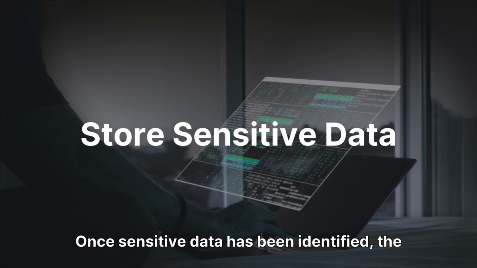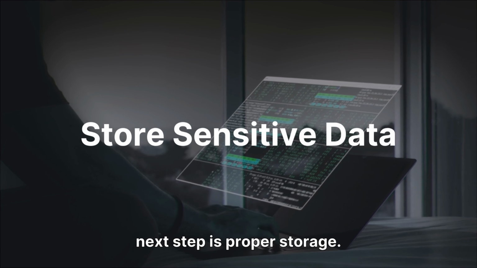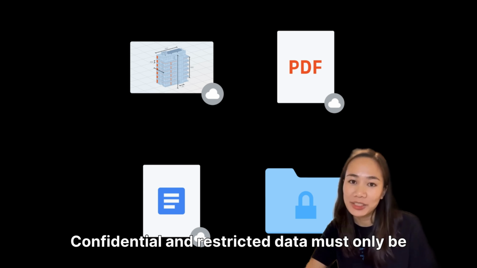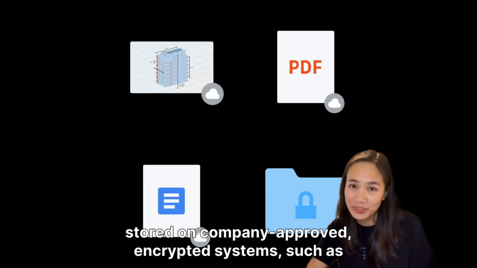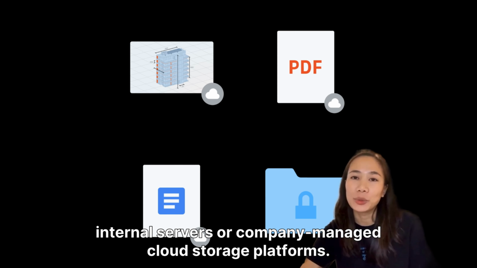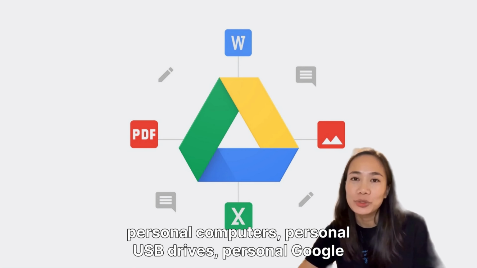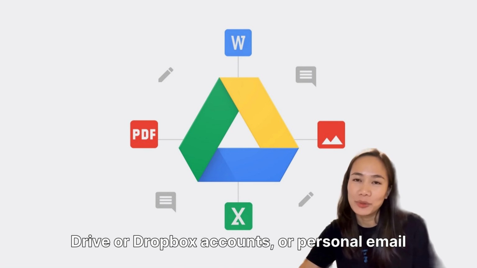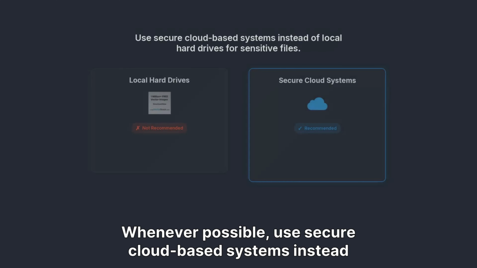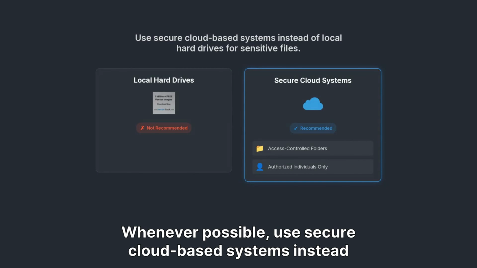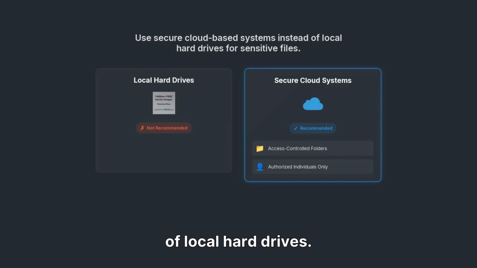Once sensitive data has been identified, the next step is proper storage. Confidential and restricted data must only be stored on company-approved, encrypted systems such as internal servers or company-managed cloud storage platforms. Sensitive data must never be stored on personal computers, personal USB drives, personal Google Drive or Dropbox accounts, or personal email accounts. Whenever possible, use secure cloud-based systems instead of local hard drives.